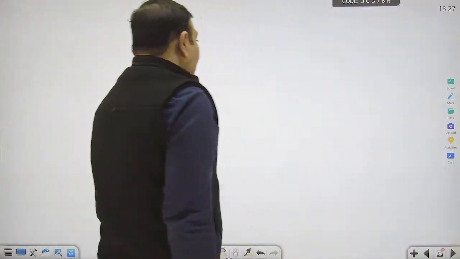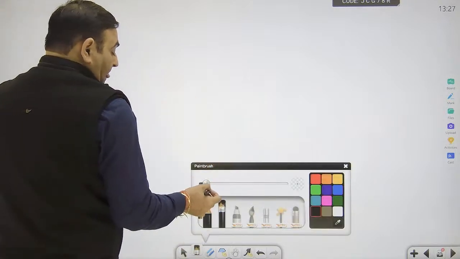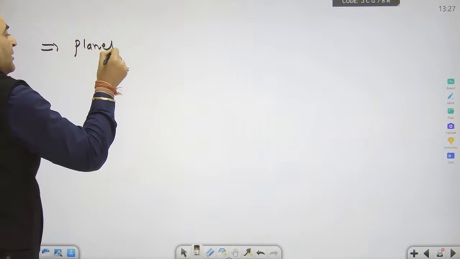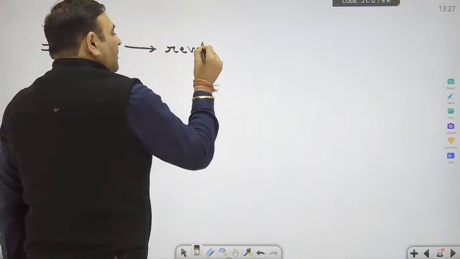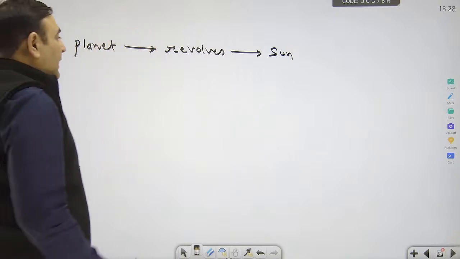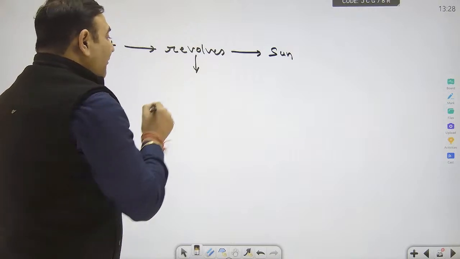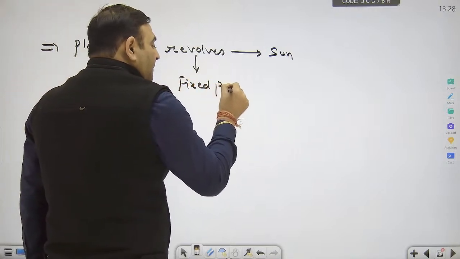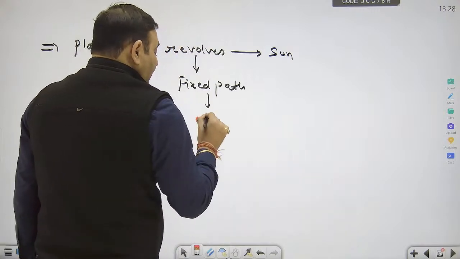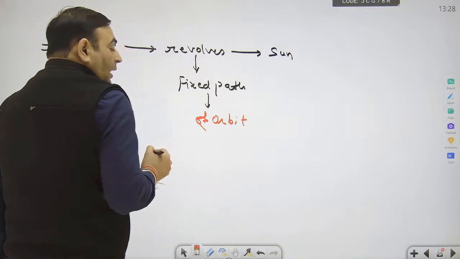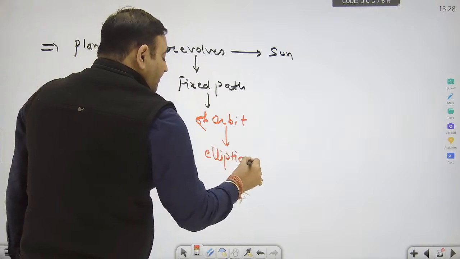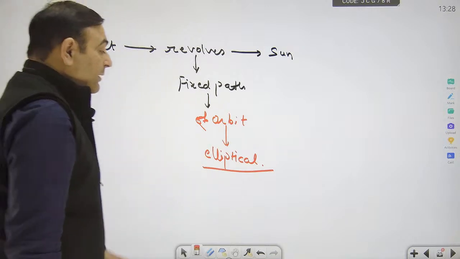Now, one more thing. If you are talking about any planet, a planet revolves around the sun. This revolution is in a fixed path. This fixed path is known as an orbit. Which orbit? When the shape is elliptical, it is an elliptical orbit.